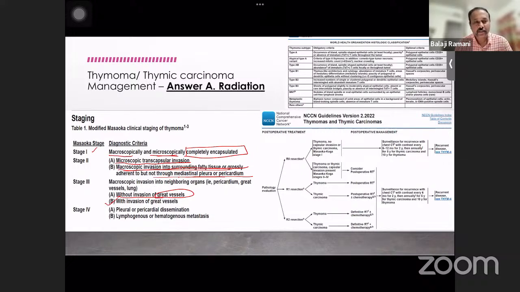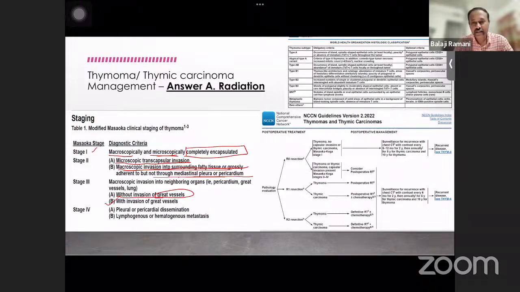So basically, stage 1 is completely resected, microscopic and macroscopic. 2A is microscopic residue because of capsular invasion. 2B is invasion of pleura or pericardium or things like that, but it is not going through and through. Macroscopically, it is extending outside into the fatty tissue. Then you have invasion of the neighboring organs with or without great vessel involvement. If the great vessels are involved, then you call it stage 3A. If the great vessels are not involved, then you call it stage 3B.